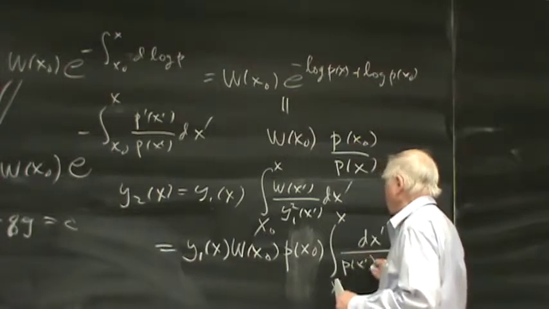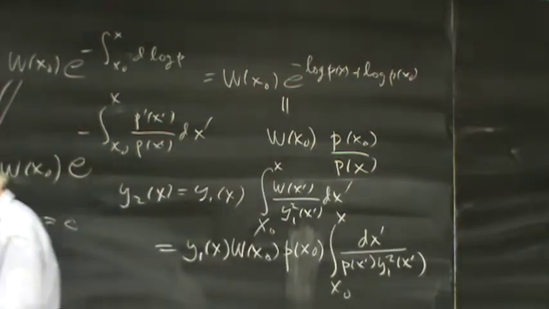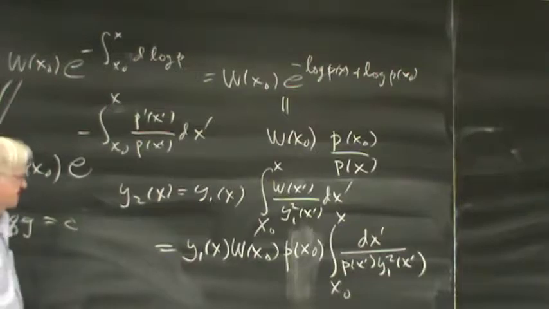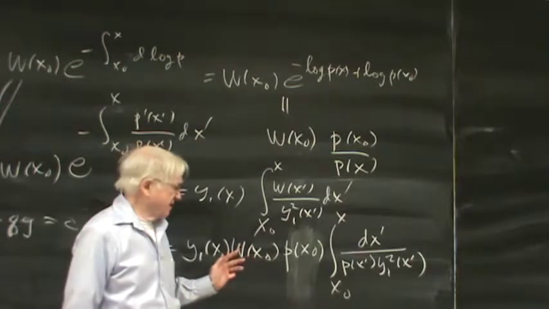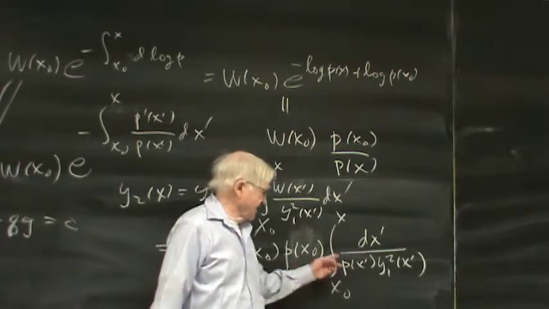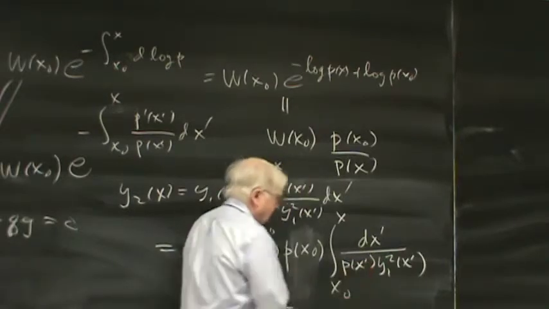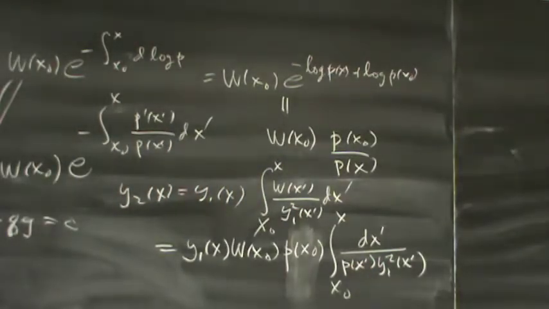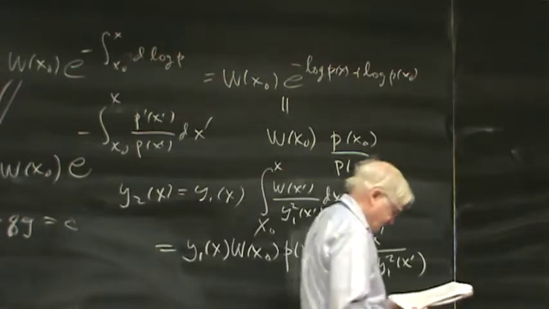So it's p of x prime, y1 squared of x prime, dx prime. So that's a much simpler and direct answer. The second solution is the first solution times a constant, of course, arbitrary. Then the business end is this integral over x prime up to x. And since this is a linear homogeneous equation, we don't really care about the overall constants.